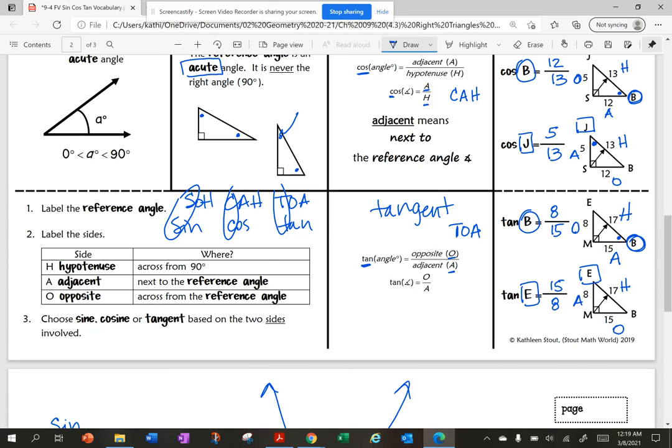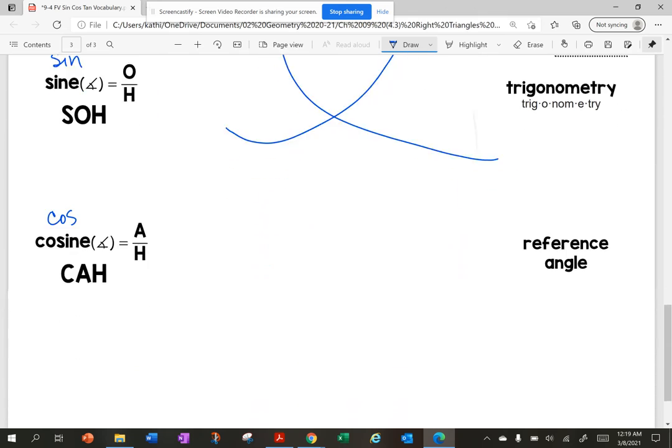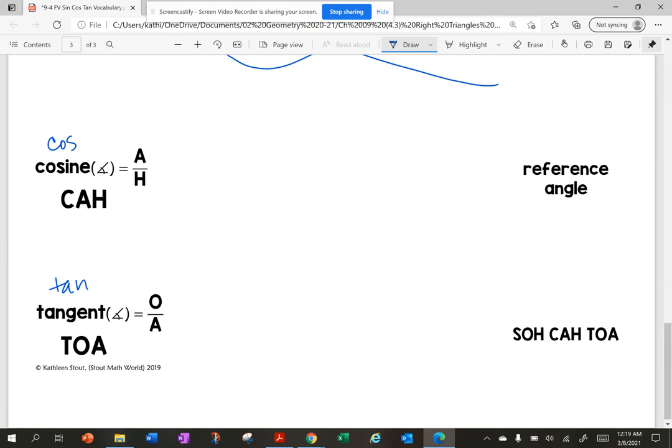So when we put those together, it spells Sohcahtoa. So this is for sine, cosine, and tangent, and it has to do with opposite divided by hypotenuse, adjacent divided by hypotenuse, and opposite divided by adjacent. Okay, that's it.